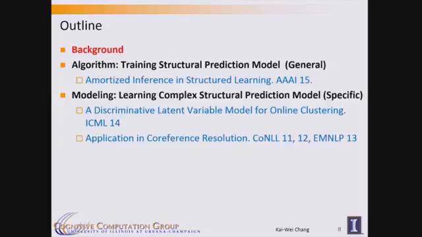Okay, so as I said, in this talk, we will focus on structured learning. I am going to talk about some background of structured learning, and then show some general strategies to speed up structured learning models, and then show you some specific modeling for a specific case, which is an online clustering problem. Okay.